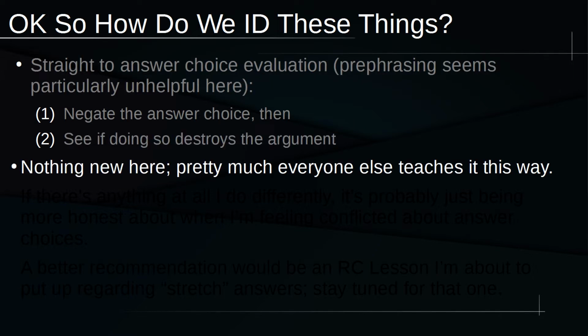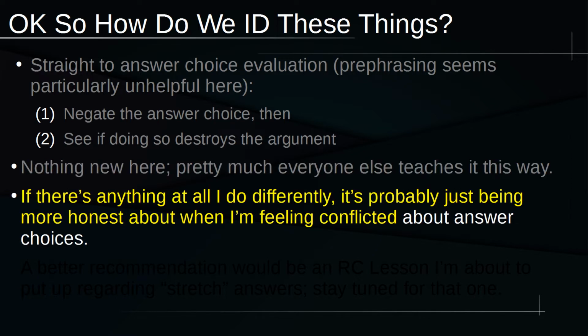So nothing new here, like I kind of indicated early on in this presentation. Pretty much everyone else does it this way, so again, nothing groundbreaking here. I do want to note, if there is anything at all that I do differently, it's probably just being a little bit more honest and straightforward and authentic about when I'm feeling conflicted about choices. Other than that, I can't really imagine that I do anything drastically different than other folks.